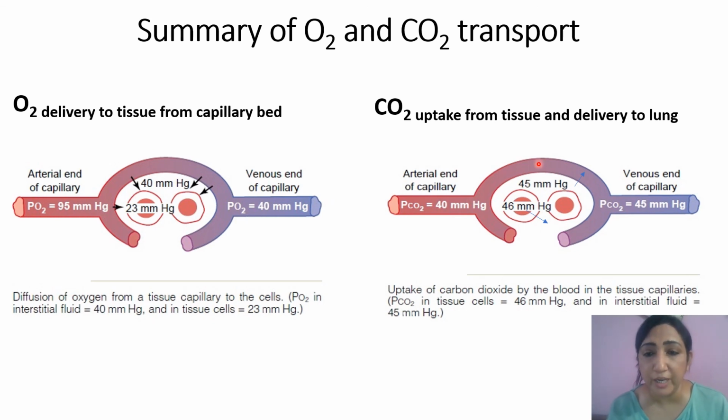capillary bed, the venous end of the capillary bed. At the venous end of the capillary bed, the partial pressure of carbon dioxide increases from 40 to 45 millimeter of Hg, which is carried through the right heart, and from there it is exhaled out of the lung. So here we end the transport processes of oxygen and carbon dioxide in the body. Thank you.